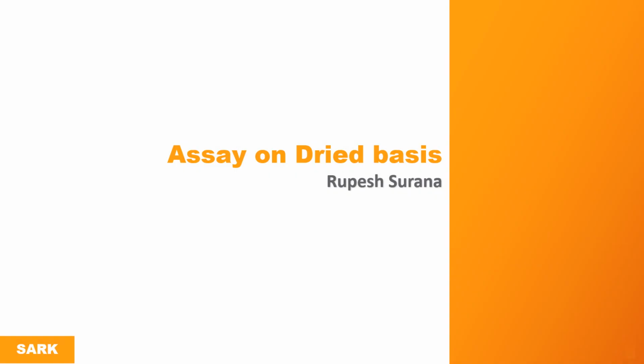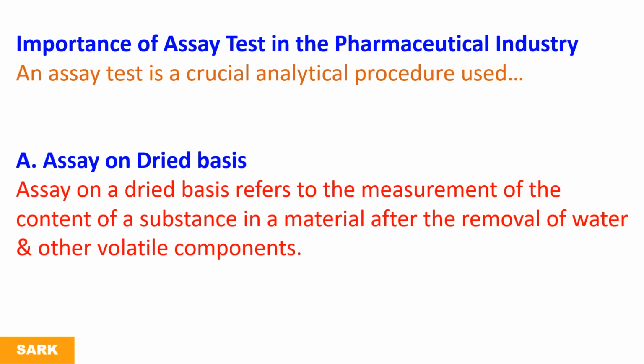Assay on dried bases. Importance of assay test in the pharmaceutical industry. An assay test is a crucial analytical procedure used. A. Assay on dried bases. Assay on a dried basis refers to the measurement of the content of a substance in a material after the removal of water and other volatile components.